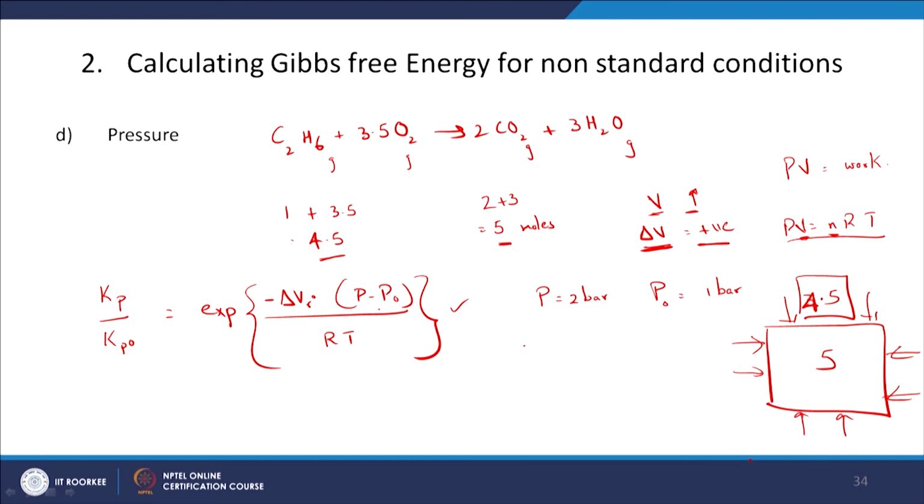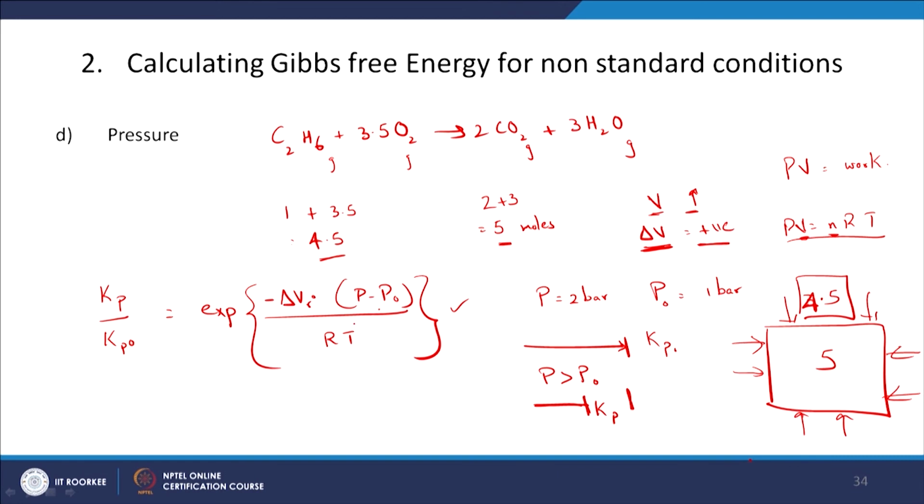Earlier, let us say, your Kp naught is to this extent, but because you are increasing the pressure, because P is greater than P naught, the reaction would not go to that particular extent, and the equilibrium is going to shift to the left, right. So, you are going to reach equilibrium sooner compared to Kp naught. Hopefully that makes sense.